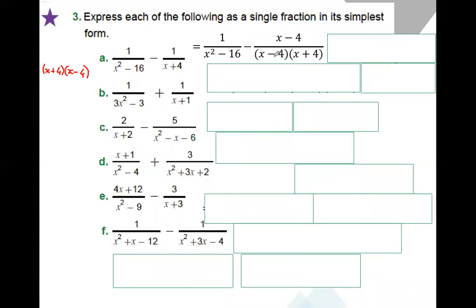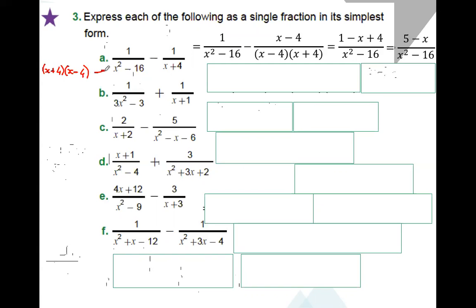And because I've got a common denominator, it's just 1 minus x minus 4, which is plus 4. 1 plus 4 is just 5. So 5 minus x divided by x squared minus 16. You can leave it like that, or you can just write x minus 4 times x plus 4. Either would give you the mark. So yeah, it's to see that difference of two squares.